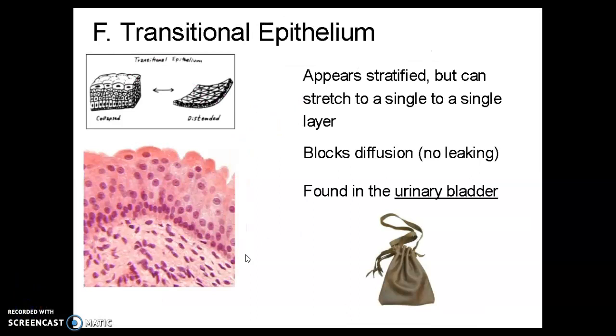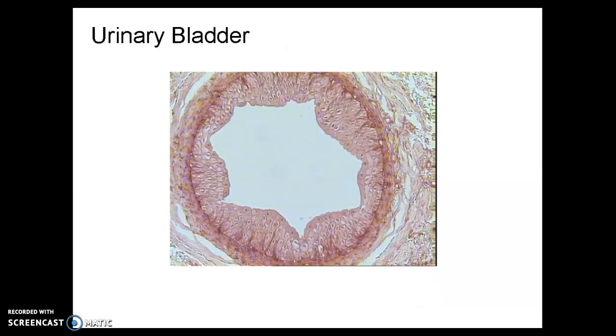Next, we have transitional epithelium. This appears stratified when you first look at it, but it is able to stretch into a single layer. And this is useful because it blocks diffusion, so no leaking, and it is found in the urinary bladder. So here's a picture of what it looks like under the microscope. Here, all that transitional epithelium is relaxed. It looks stratified, but as this bladder fills with urine, those can stretch to form a single layer of cells.